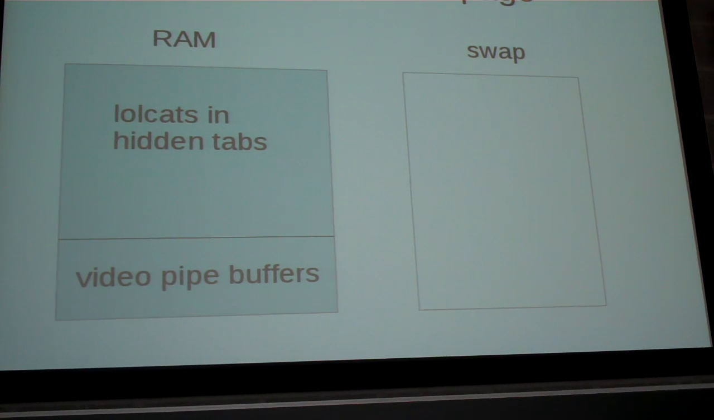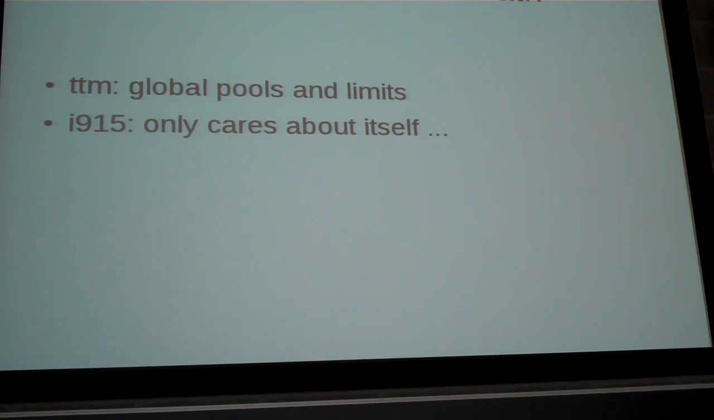So, I mean, that shouldn't happen too often, obviously, and it doesn't happen too often. So we look at a few of the solutions. TTM is pretty simple. It just has a bunch of global pools and limits, which I think currently is half of system RAM, which is a bit pointless. I mean, you have to buy twice as much memory as you actually need.